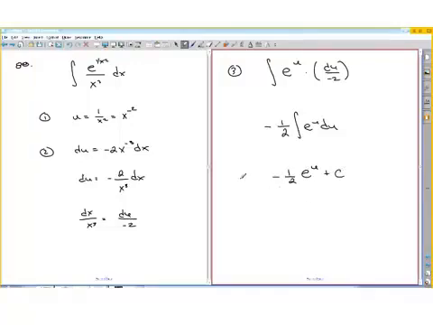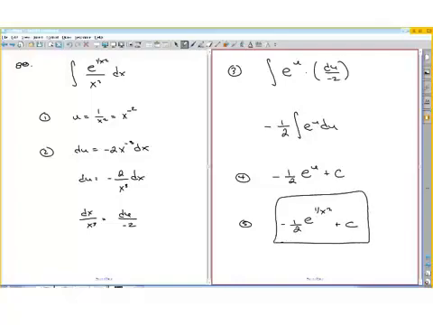So that's the integration part. Actually, yeah, step 4 was to integrate. Step 3 was to substitute. Step 5 is to substitute u back in. So you get negative 1/2 e to the u, where u is 1 over x squared, plus c. So that's the integral, the result.